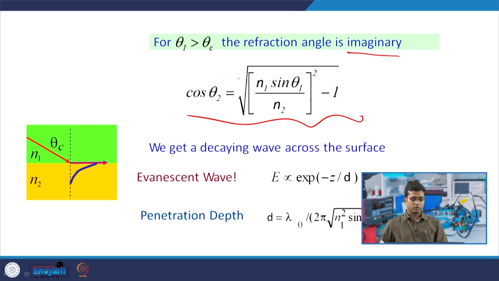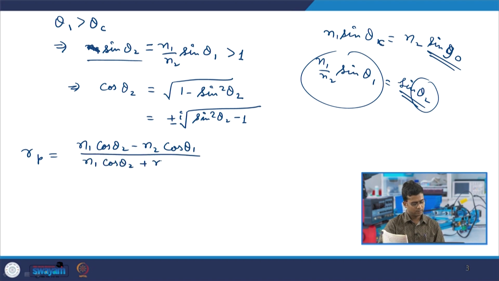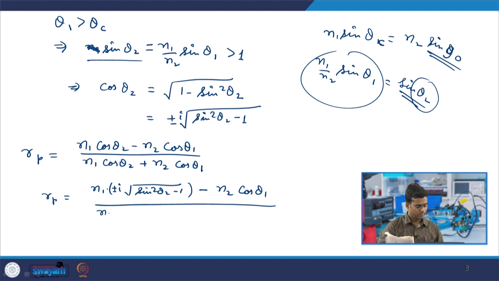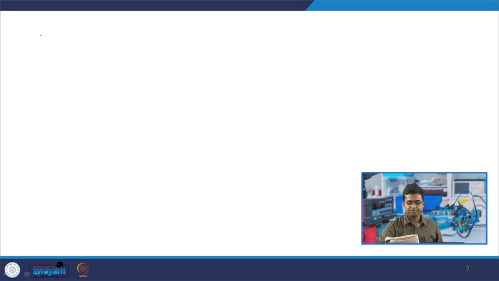So, you have theta 2, which has an imaginary value. So, what happens to the electric field? Let us try to see. This is what happened to the angle. So, the reflection coefficient R p was equal to n 1 cos theta 2 minus n 2 cos theta 1 divided by n 1 cos theta 2 plus n 2 cos theta 1. Let us try to see what happens to each of these. So, R becomes equal to n 1 into plus minus i under root sin square theta 2 minus 1, minus n 2 cos theta 1, divided by n 1 into plus minus i under root sin square theta 2 minus 1, plus n 2 cos theta 1. Then this term is complex; the reflection coefficient is complex. What does it mean? We will come to that.